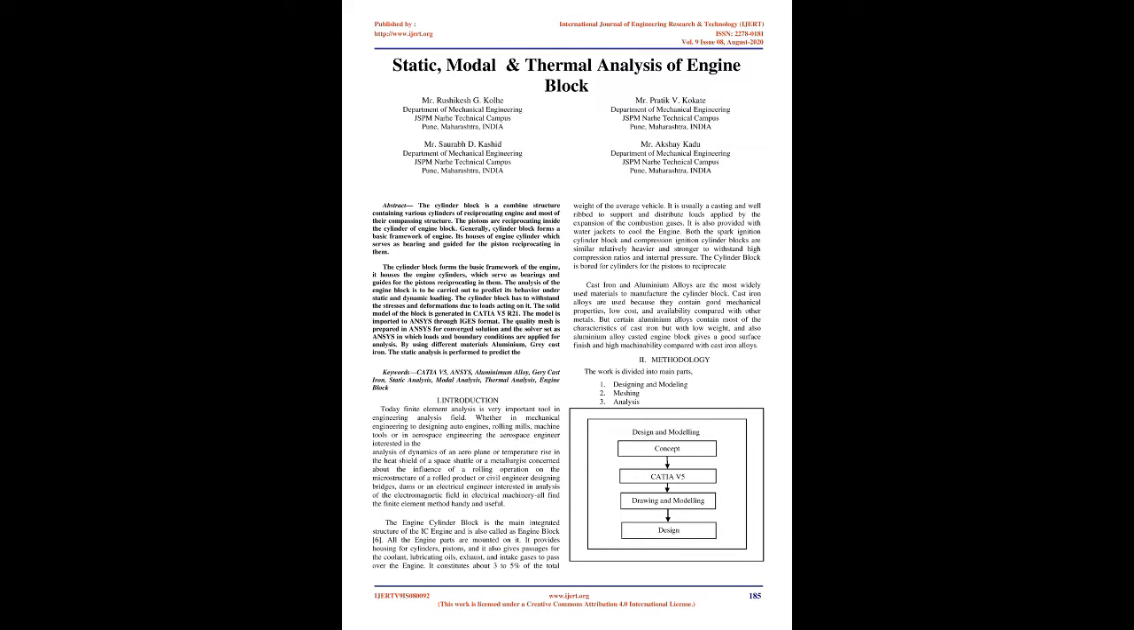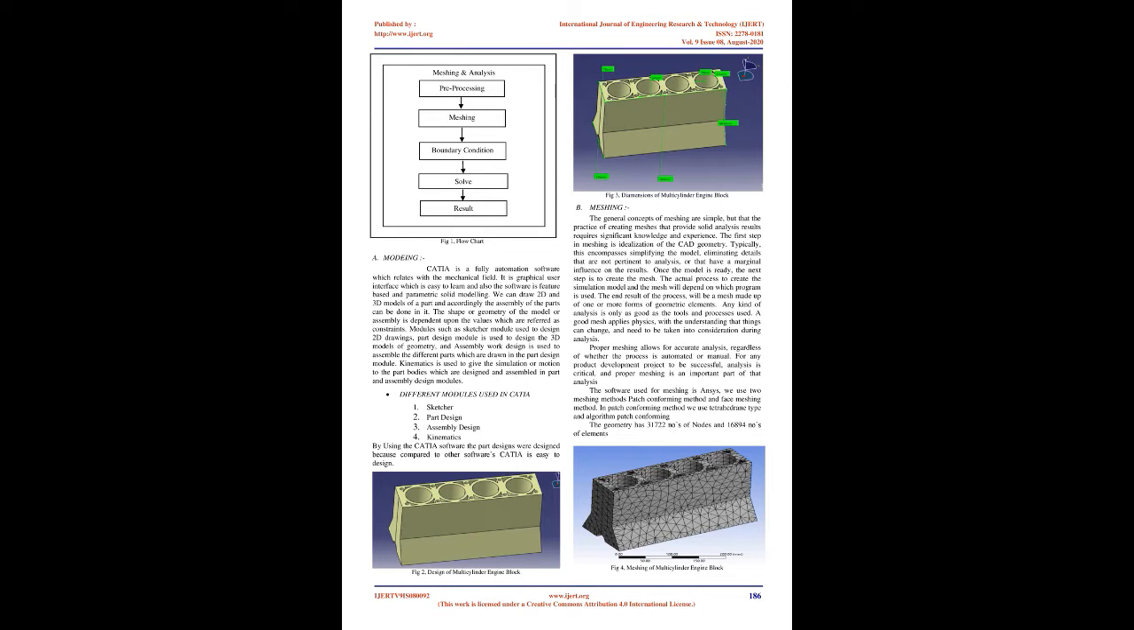Cast iron and aluminium alloys are the most widely used materials to manufacture the cylinder block. Cast iron alloys are used because they have good mechanical properties, low cost, and availability compared with other metals. But certain aluminium alloys have most of the characteristics of cast iron but with low weight, and an aluminium alloy cast engine block also gives a good surface finish and high machinability compared with cast iron alloys.